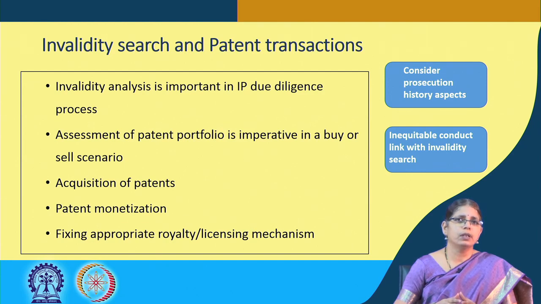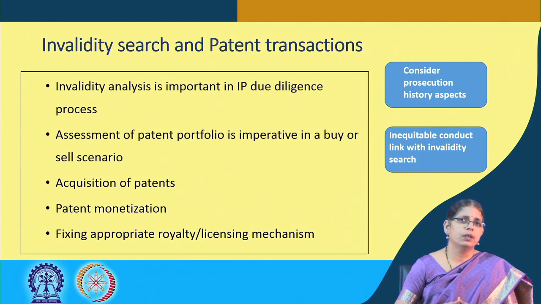So, there are several reasons why an invalidity search is very relevant for a patent transaction, and this forms what we call the integral part of an IP due diligence process. So, in a buyer-seller meet in relation to patents, the first thing that comes into the picture is what is the strength of a particular patent? Is it prone to attack on the context of lack of novelty, lack of inventive step and all of that, in which case a licensee will potentially be affected.